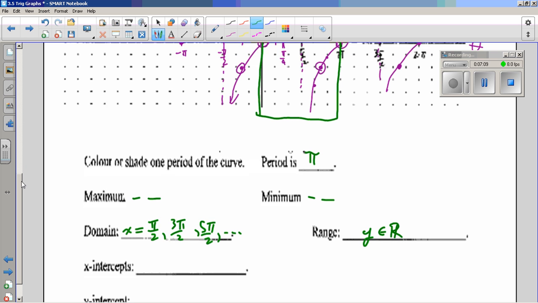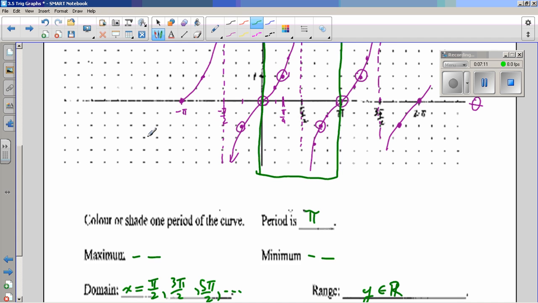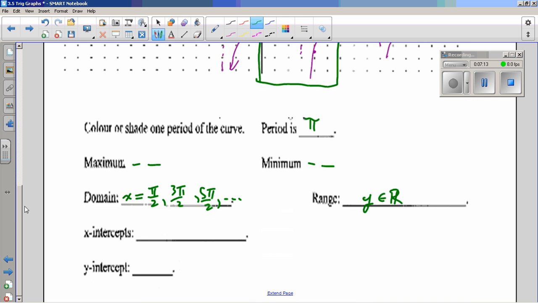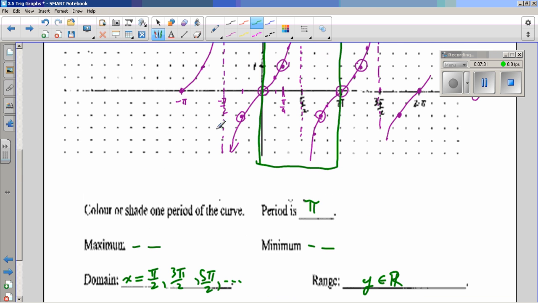What are the x-intercepts? 0, pi, 2 pi, and there's a pattern going on there too. Tan has all the same x-intercepts as the sine graph, and we'll talk about that shortly. The y-intercept is 0 right there. Anything else that I wanted to say about that? Nope, that's all I have to say about that.